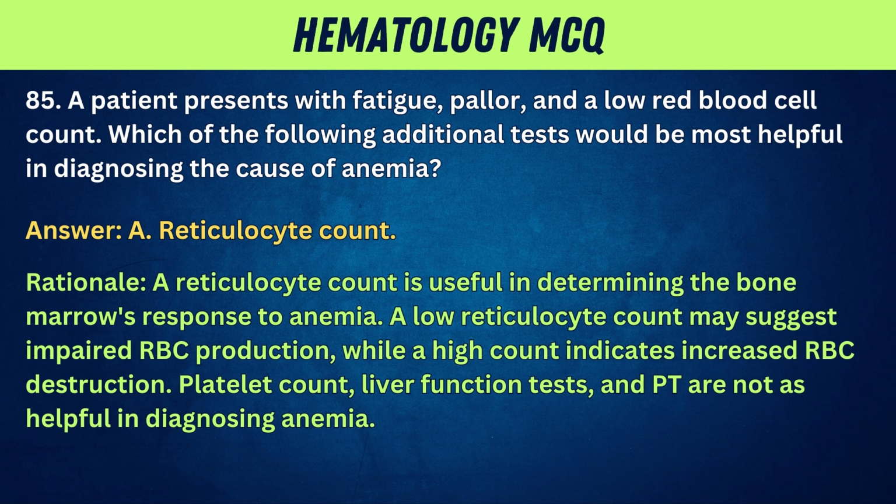Reticulocyte count. Rationale: a reticulocyte count is useful in determining the bone marrow's response to anemia. A low reticulocyte count may suggest impaired RBC production, while a high count indicates increased RBC destruction. Platelet count, liver function tests, and PT are not as helpful in diagnosing anemia.